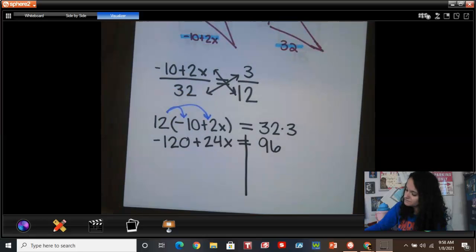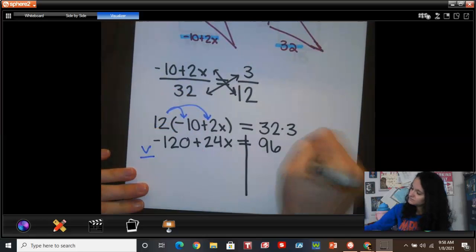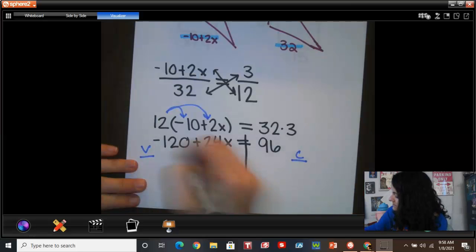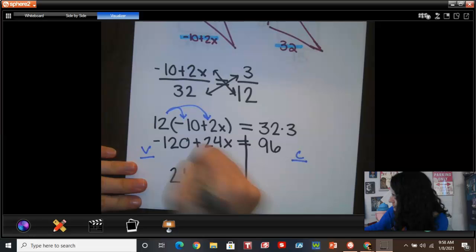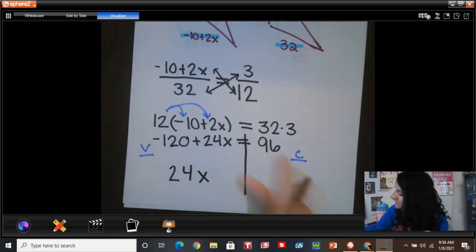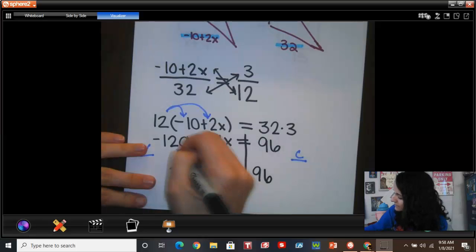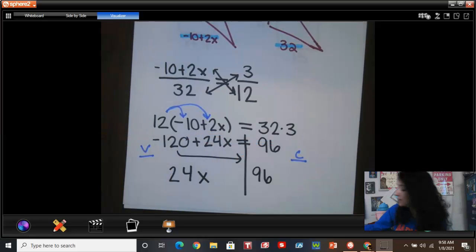Variables and constants. My only variable is 24x, and it's already on this side, so we're good. For my constants, I have a 96 over here. I have this negative 120 that I need to move over, so it needs to turn opposite.